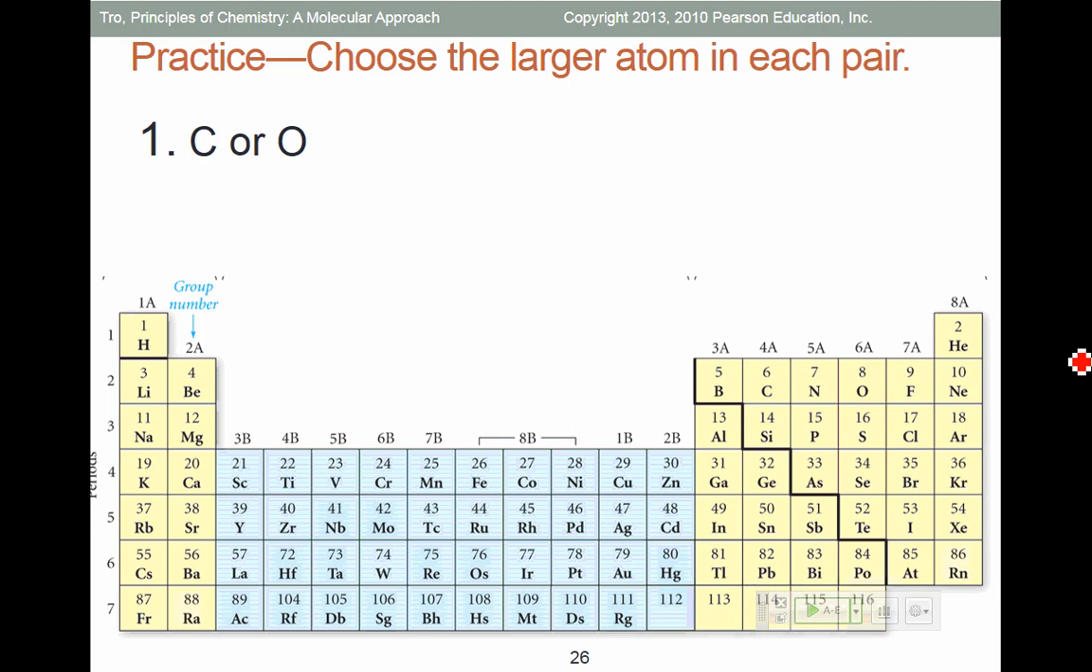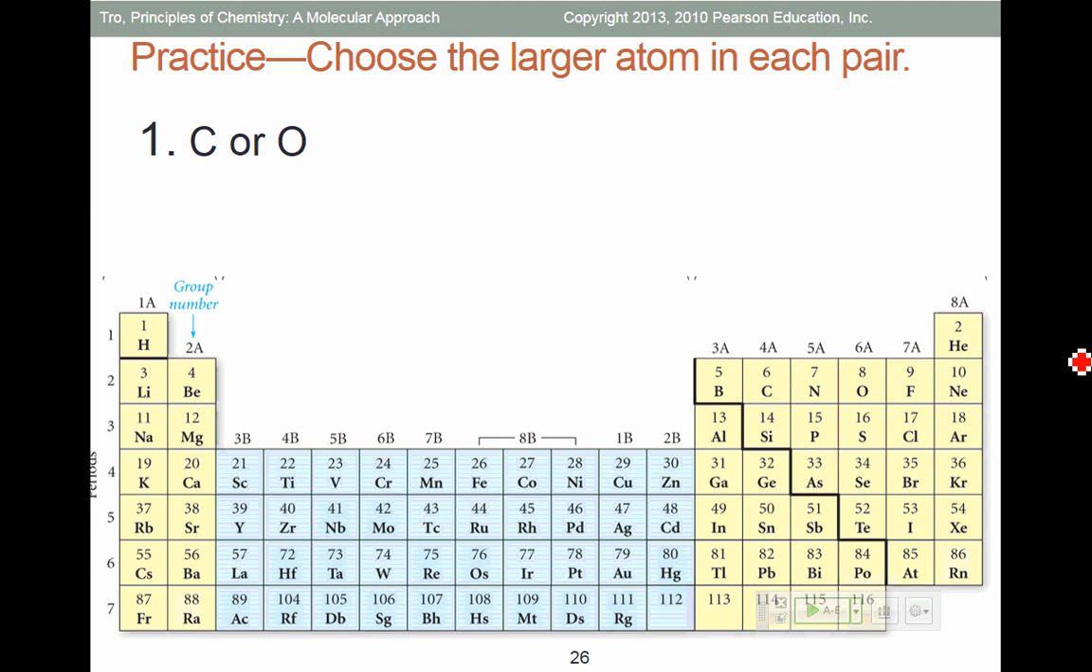So let's look at predicting which is going to be the larger atom. Now, again, this is a discussion of neutral atoms. When we start discussing charged particles, we're going to have to look at other things. We're still going to be looking at effective nuclear charge, but it's going to change if we have an uneven pairing of electrons and protons. So right now, we're just going to focus on all of these atoms being neutral.